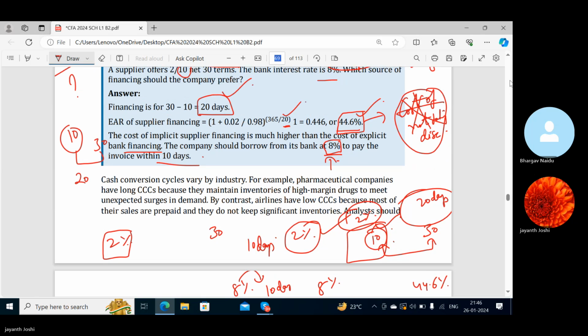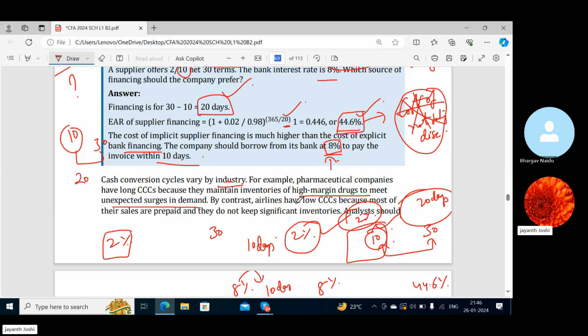Yes, sir. Cash conversion cycles vary by industry, of course. For example, pharma industries have long CCCs because they maintain inventories of high margin drugs to meet unexpected surges in demand. So where inventory is high, your stock conversion period is high. So if your stock conversion period is high, your cash conversion cycle is high, correct? Yes, sir. Actually, the companies should try to lower it.